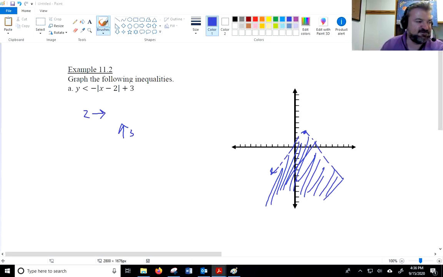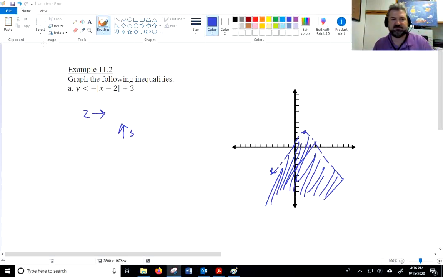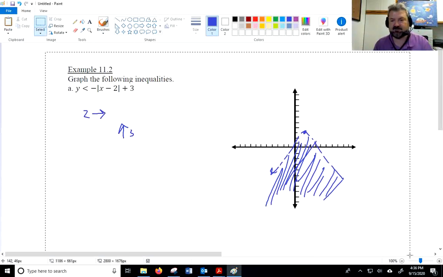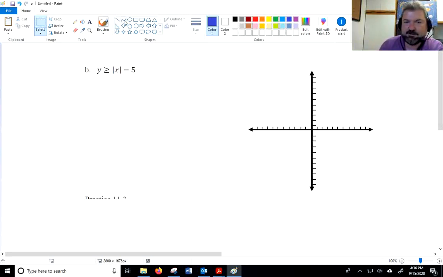All right, let's do another example. So hopefully you see this is basically the same thing that we were doing earlier in the lesson. It's just a different shape. All right, let's do this one.